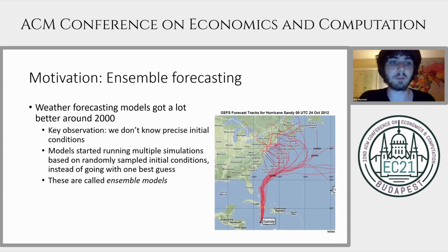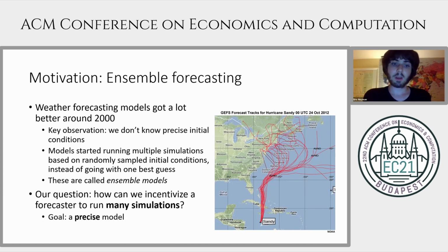So around the year 2000, weather models got a lot better. In the 1990s, the way that weather models generally worked was that a model would make its best guess at the initial conditions and then extrapolate from there. But this didn't work very well because we don't know the initial conditions very precisely. By contrast, the way that modern weather models work is that they run multiple simulations based on randomly sampled initial conditions. And our question, phrased in the context of weather modeling, is how can we incentivize a weather forecaster to run many simulations so as to give us a precise forecast?